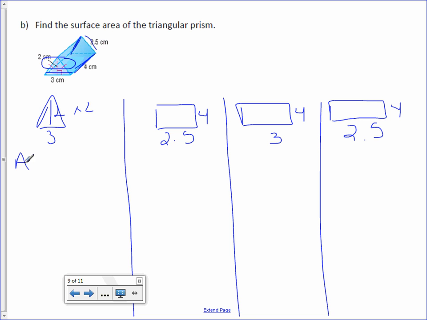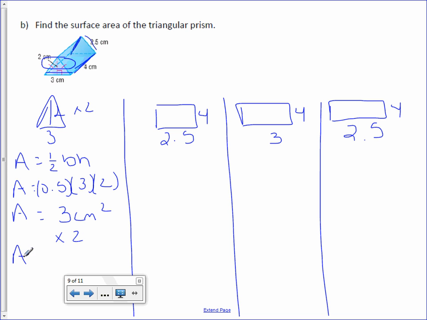So start with the triangle. Area equals 1/2 base times height. Area equals 0.5 times 3 times 2. Area equals 3 centimeters squared. But there are two triangles because there are two bases, so the area for both of them is 6 centimeters squared.